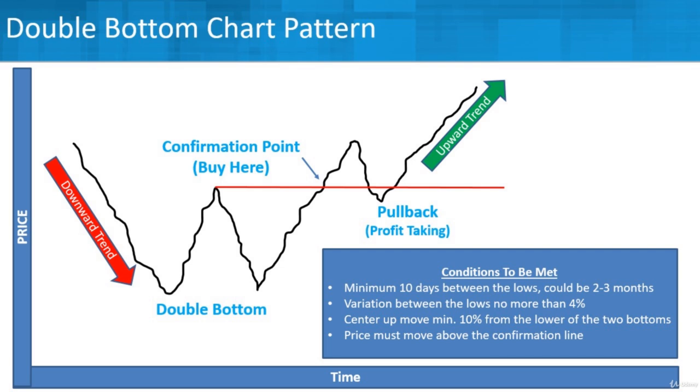And then the price must move above the confirmation line. That's the important part of a double bottom chart pattern. It's got to break through that confirmation point to show a true reversal. Even though there might be a pullback later, it's got to break significantly through that confirmation line. So you're looking for that as well. When you're looking to trade on a double bottom, you need to make sure that these conditions are met along the way. But it can be a very powerful pattern to trade on.